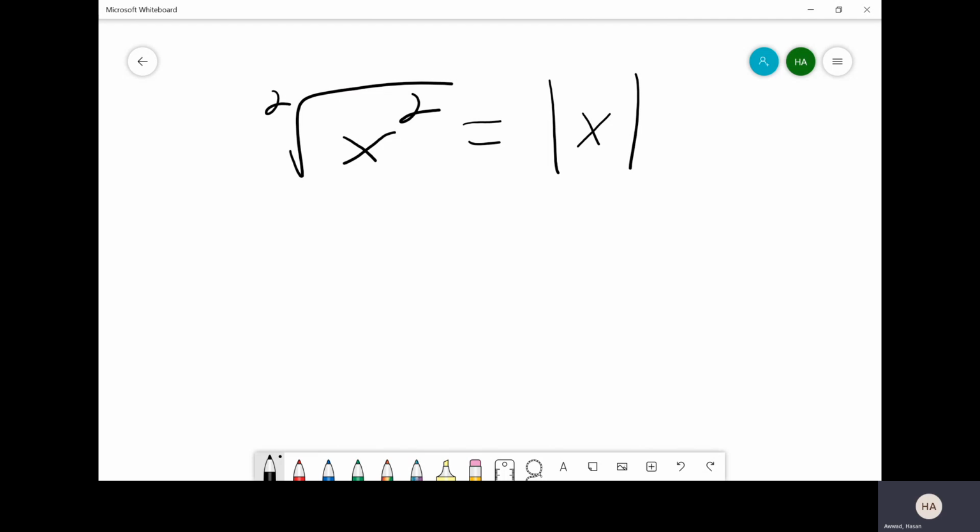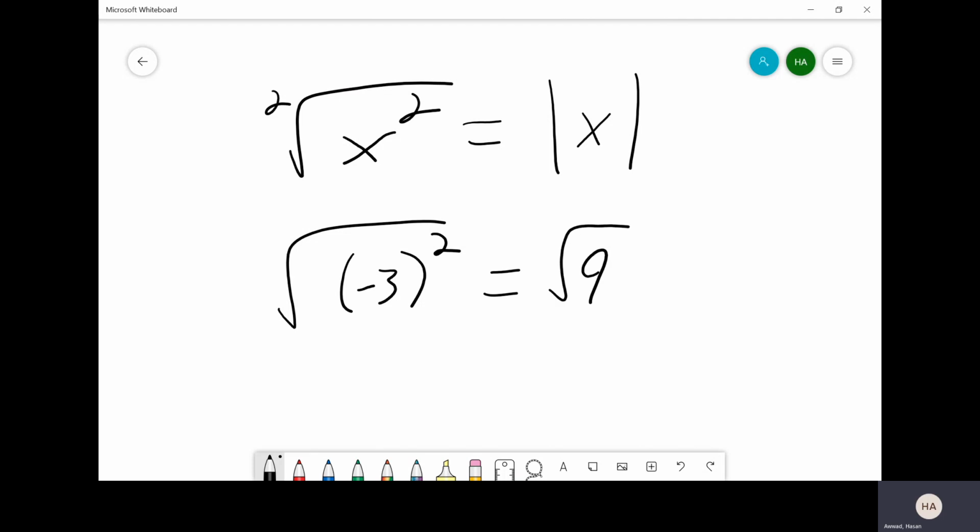And let's look at a quick example just to really prove my point here. Say we have the square root of (-3) squared. Well, we do the inside operation first, right? So (-3) squared is just going to be -3 times -3, which the negatives cancel out, right? Because that's the whole point of squaring it. And that's going to be equal to 9. And we take the square root of 9. And because we're only concerning ourselves with the positive answer, we get 3 back.